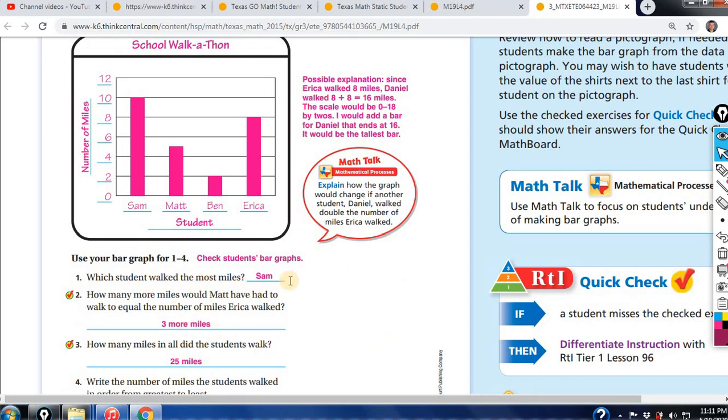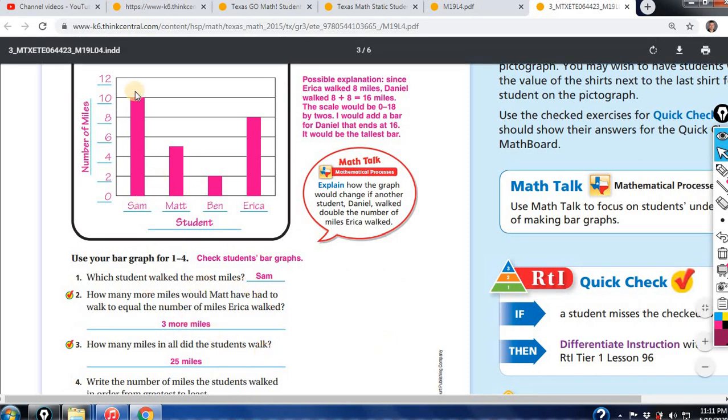Which student walked the most miles? Which one walked the most? It would be Sam. How many more miles would Matt have to walk to equal the number of miles Erica walked? So find out how many Matt walked. And so look, it falls between the 4 and the 6. So this is 5. And Erica walked 8. So Matt would have to walk an extra 3 more miles.